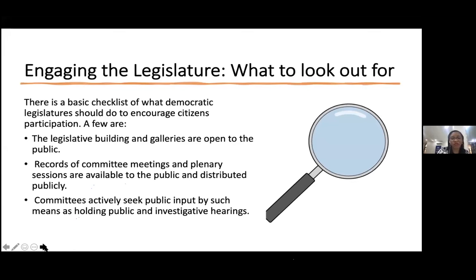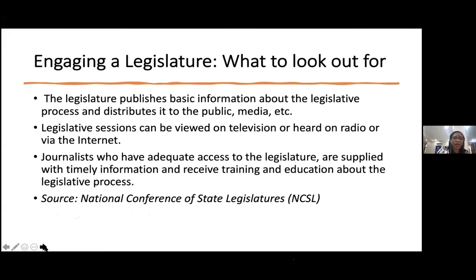So the question is, how much of this is happening at the state level? And the legislature should also publish basic information about the legislative process and distribute it to the public and the media. I think here, a lot of our state assemblies and even the National Assembly, I think are failing in this regard. I know there are a lot of times, the National Assembly, you go there, you get updated information.